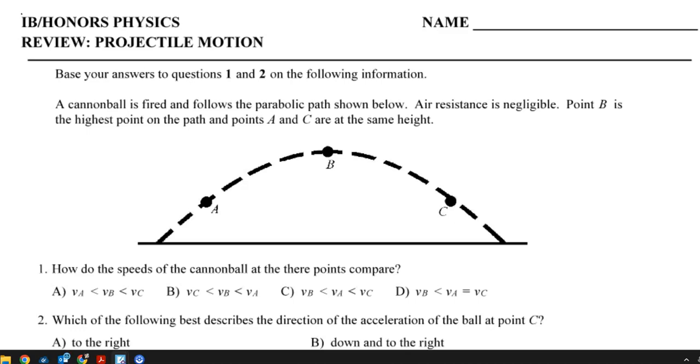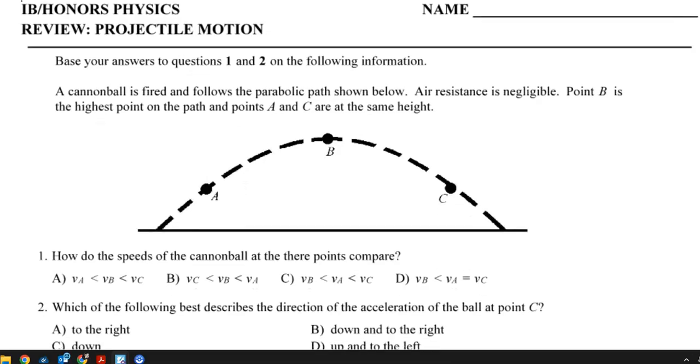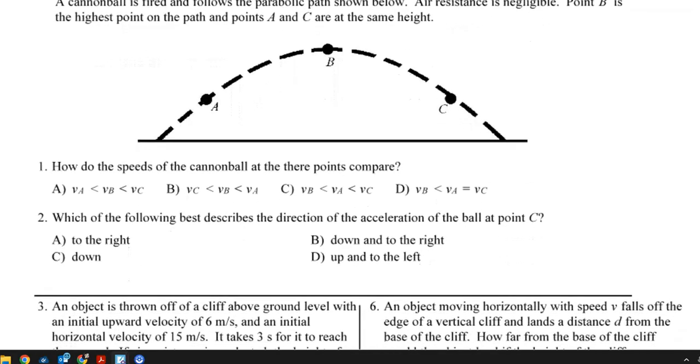Okay, so this is the first video going through review of projectile motion for the upcoming projectile motion test. The answers are given on each of the sheets, so I'm just going to go through how to solve each problem, and hopefully this will clarify it for you. So let's just jump right into it.